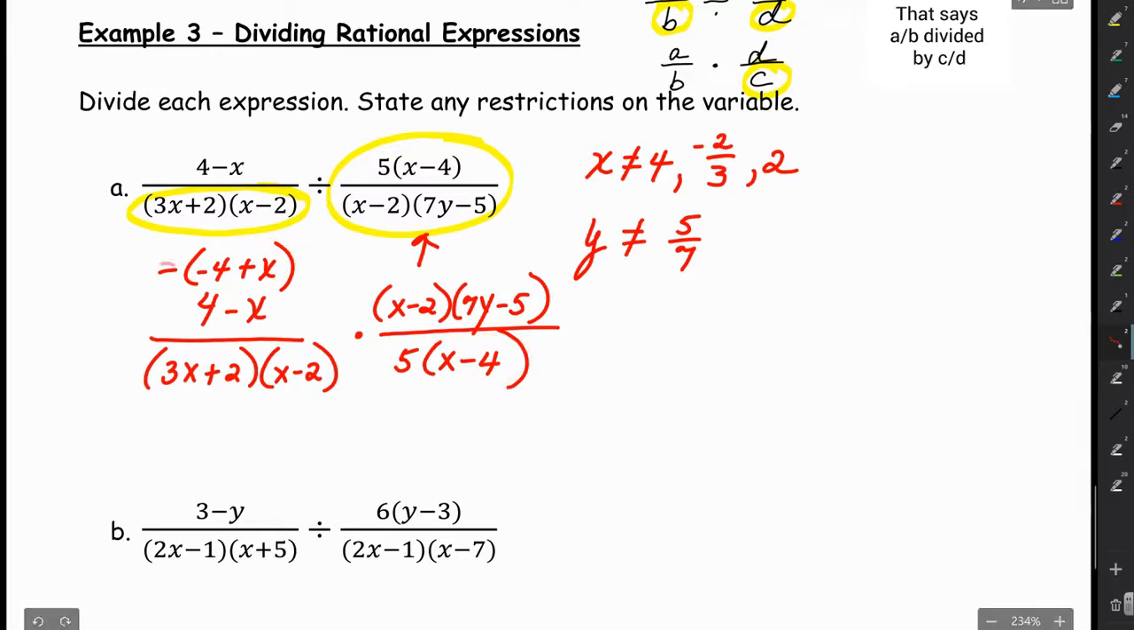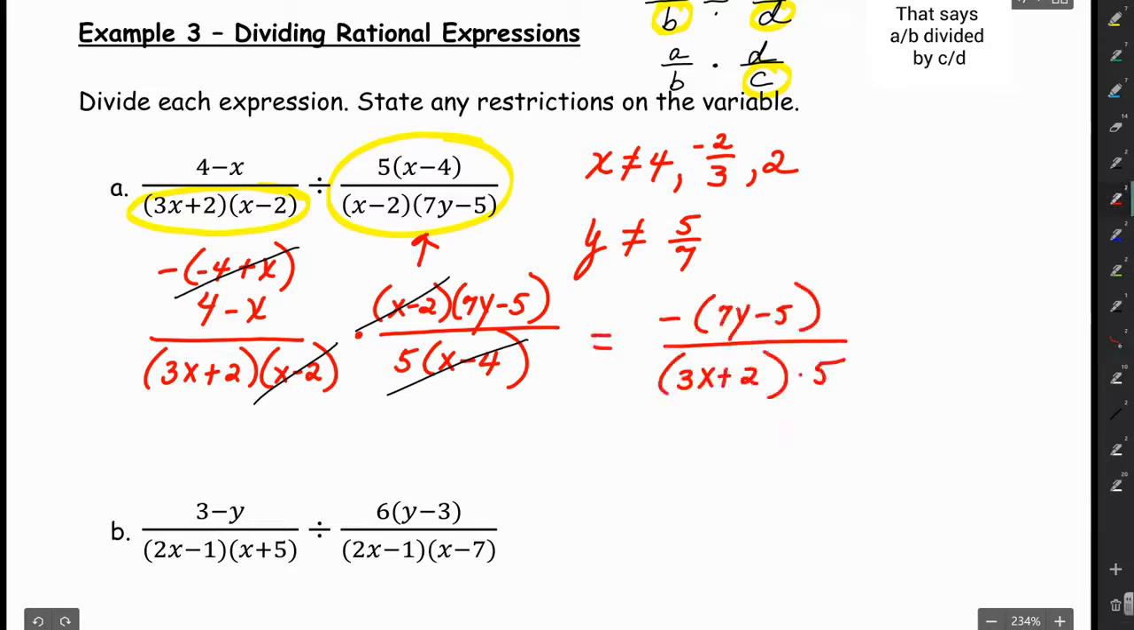Because think about it. Negative times negative 4 gives me positive 4. Negative times positive x gives me negative x. All right, so now I can cross off this and this. And the x minus 2's can go away. And all I'm going to be left with, I still have this negative out here. Right? I still have this 7y minus 5. I have the 3x plus 2 and the 5. So let's write that out. And that would be my final simplified answer.